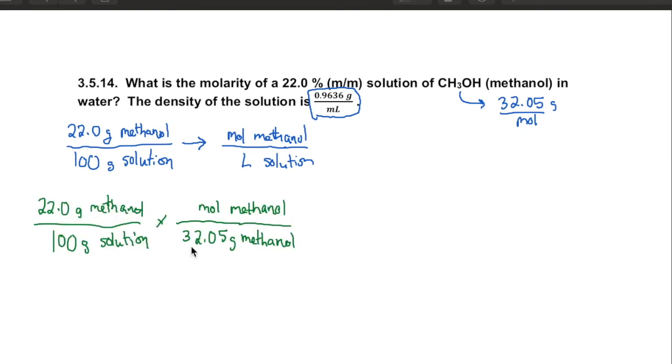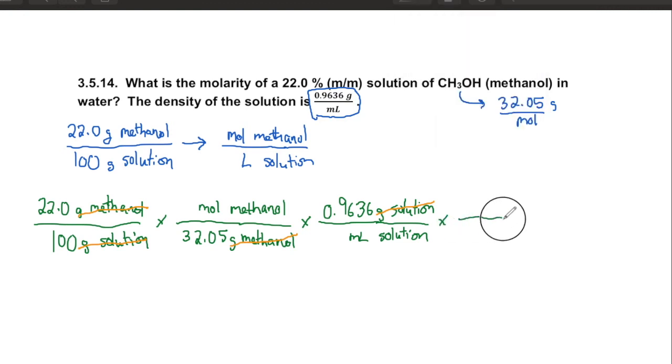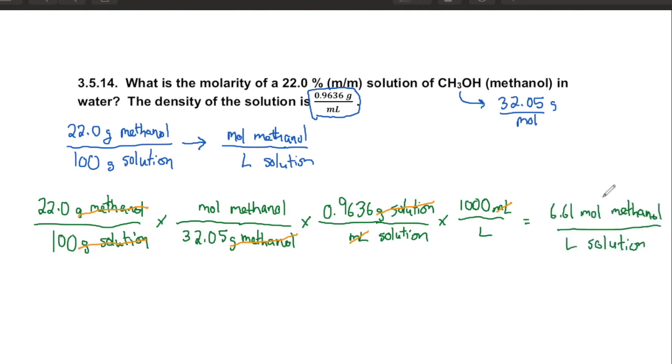So first let's use the molar mass to convert the grams of methanol into moles of methanol. So now we have moles of methanol per gram of solution. We need to convert from grams to milliliters so we can use the density. So if we use the density here, we can cancel the grams of solution. And at this point we have moles of methanol per milliliter of solution. We want this to be liters. So that is a metric conversion. And that cancels milliliters. And that gives us 6.61 moles of methanol per liter of solution, which can also be written 6.61 molar methanol solution.